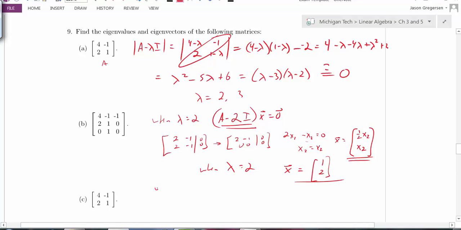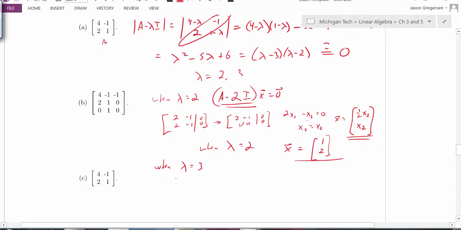Now I go back to when lambda equals 3. I do the same thing. I look at A minus 3I times x equals 0. So now I'm subtracting 3 on the diagonals. I will get 1, negative 1, 2, and negative 2, augmented again with 0. Once again, I know these rows must be multiples of each other for there to be non-trivial solutions. And I can see if I take row 2 minus 2 times row 1, I really will get a second row of zeros. So the equations here are x1 minus x2 equals 0, and once again x2 is free.